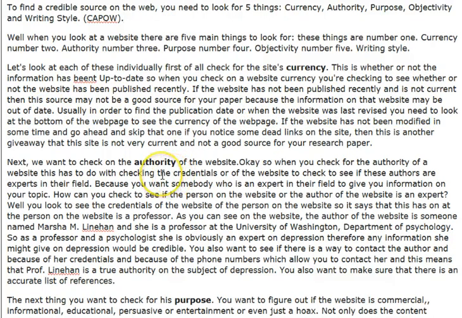Second thing you look for is authority. Okay, so when you check for the authority of a website, you want to check to see who wrote the website, because you want to base your information on experts. So you have to check the credentials of the website to see if these authors are experts in this field, because you want somebody who is an expert in their field to give you information on your topic. So you have to look it up on your website to see who wrote the website.